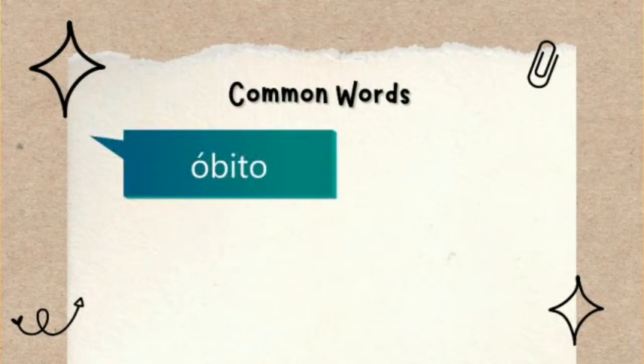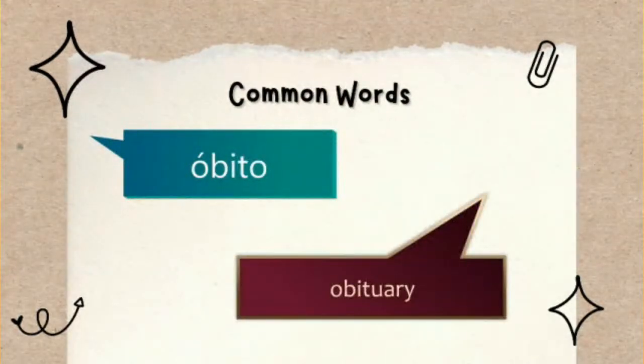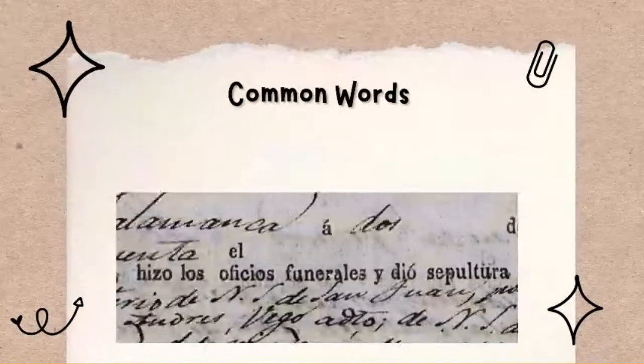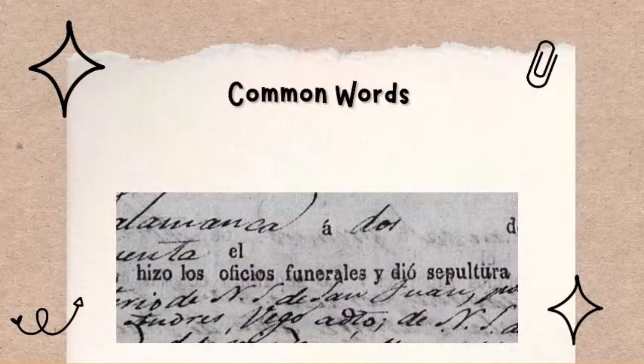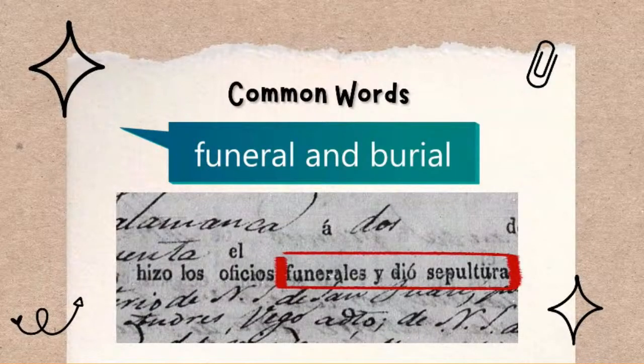For a death record, they may say obito. A good way to remember that in English is think of the word obituary for when a person died. Another common term you will see is funeral and burial, and that would be funerales, sepultura.